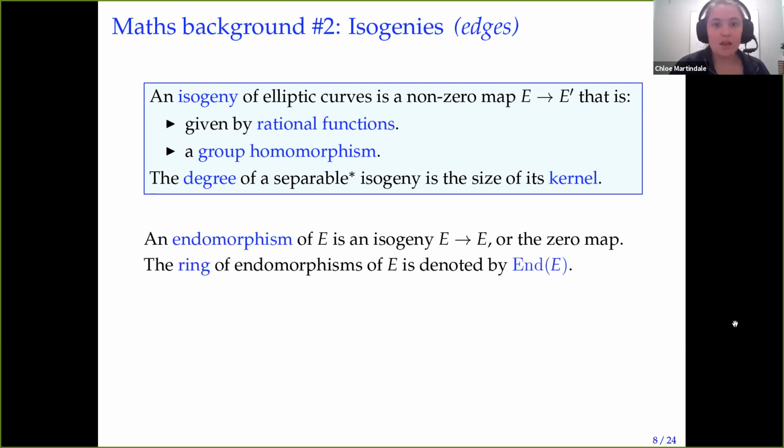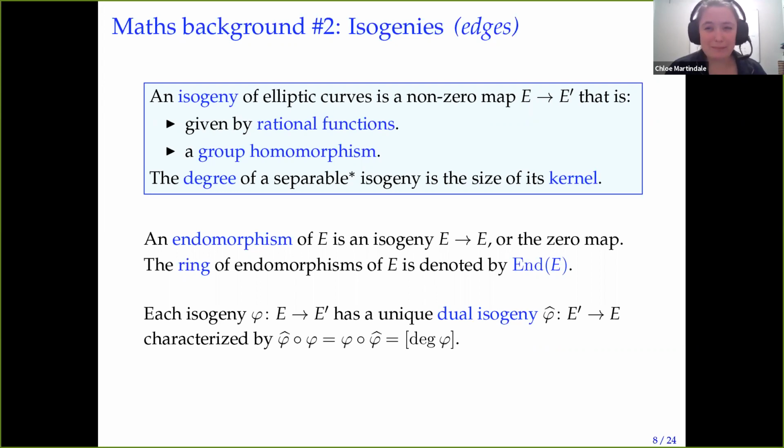Okay, so now there's a very special type of isogeny, which I already mentioned in words, which is an endomorphism. An endomorphism of an elliptic curve E is an isogeny that takes the elliptic curve E to itself, or it's just the zero map, which does take E to itself, but it's not an isogeny because we said an isogeny was non-zero. But that's just a silly technical thing. And the set of all the endomorphisms of E actually forms a ring called the endomorphism ring, denoted by End(E). And this is going to be really important for our attacks.